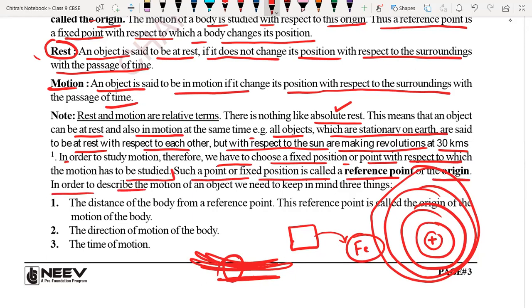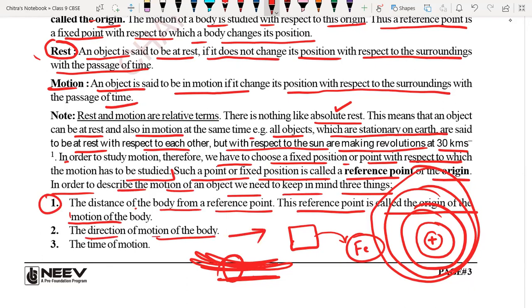In order to describe the motion of an object, we need to keep in mind three things. Number one, the distance of the body from the reference point. This reference point is called the origin of the motion, meaning from where the motion has started. Number two, the direction of the motion of the body, in which direction the motion is being performed. And the time of the motion, meaning how long it will take to reach from one position to the next. So this is all about the introduction part of the motion.